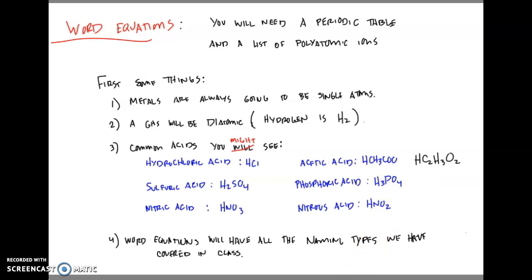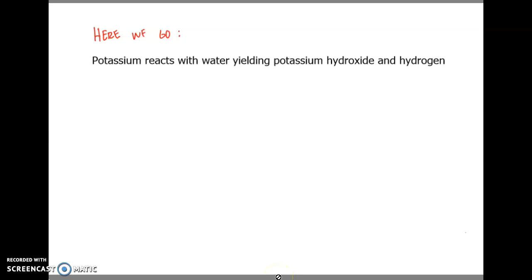All right. First, potassium reacts with water, yielding potassium hydroxide and hydrogen. So when you see these things, you have reacts with. That is a plus sign. Yielding is an arrow. And is a plus sign. So we have potassium and water, potassium hydroxide, and hydrogen all listed.